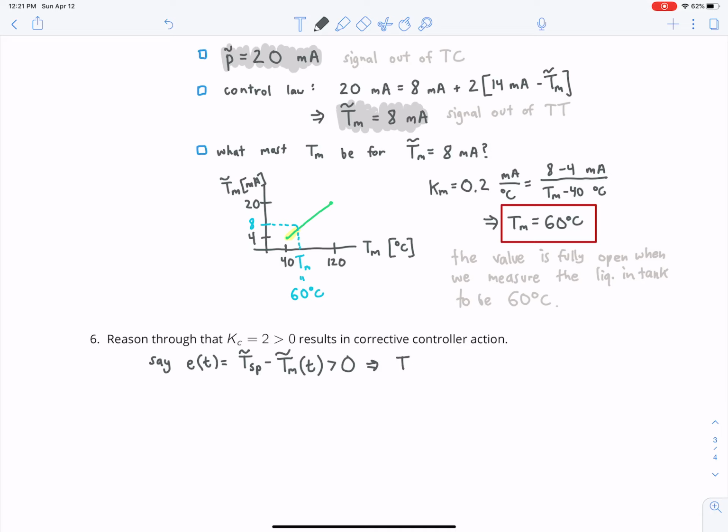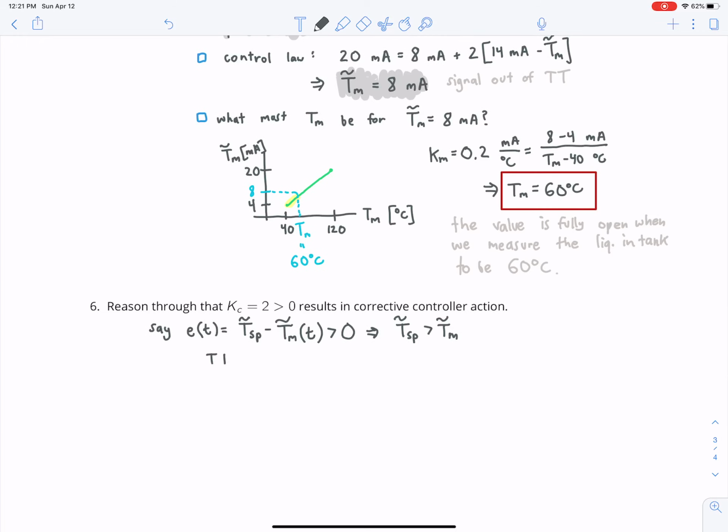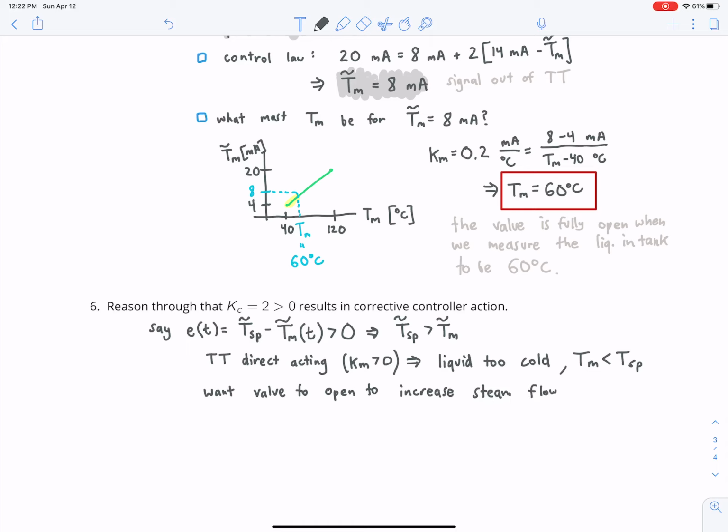And what this implies is that T set point is greater than Tm tilde, okay? And since the temperature transmitter is direct acting, which means Km is greater than 0, what this means is that the temperature of the liquid is too cold, or Tm is less than Tm set point in degrees Celsius units. All right, so the liquid we know is too cold, okay? And so what we want to happen is we want the valve to open to increase the steam flow rate and heat the liquid.